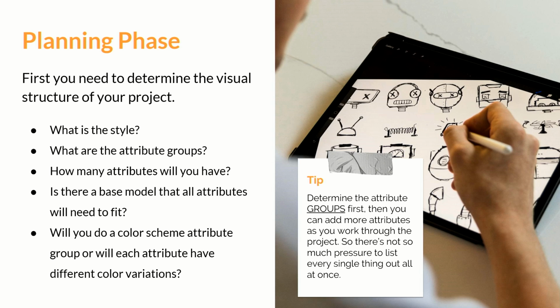That's pretty much the most important thing to do when you're starting this project: determine what the style is. How do I want this to look? What are the different attributes that make up a PFP or an NFT in the final renders? How many do you plan to have? What are the attribute groups?